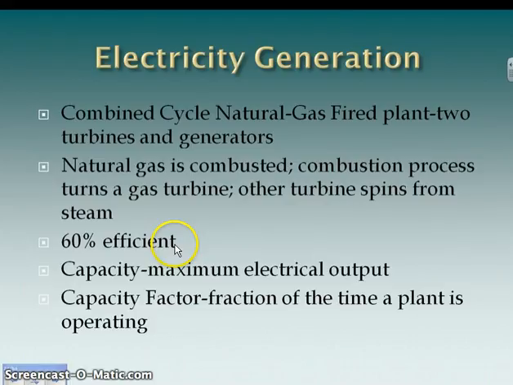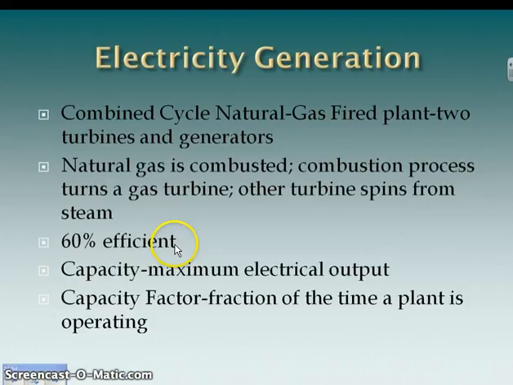Now, I also want to mention something called combined cycle natural gas. This is if you've got a natural gas electricity power plant. This has 2 turbines and 2 generators. So the first thing that can happen is that if we're burning natural gas, the byproducts of that natural gas combustion reaction can be used to turn one turbine, which is connected to one generator, to make electricity.